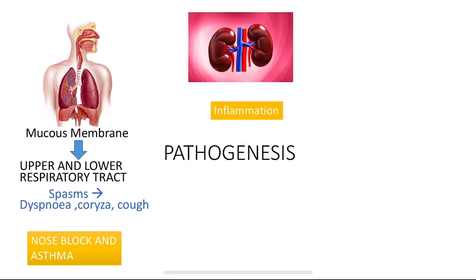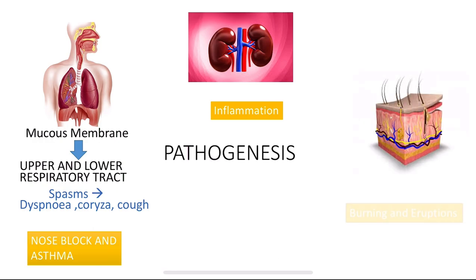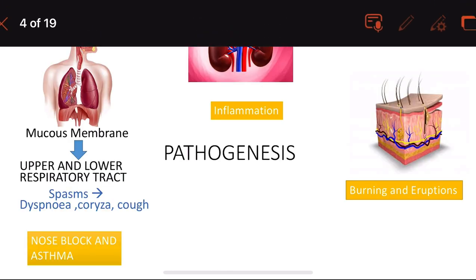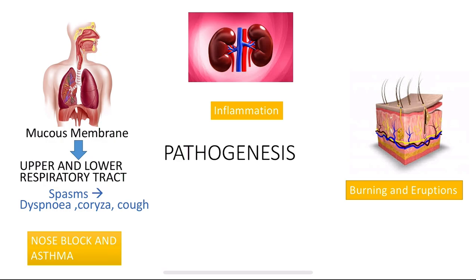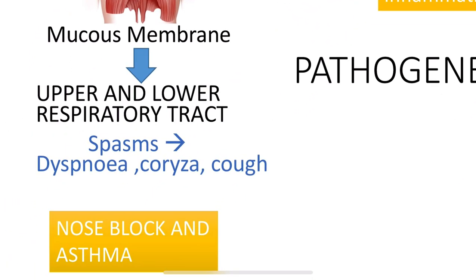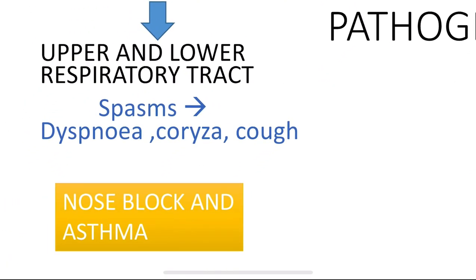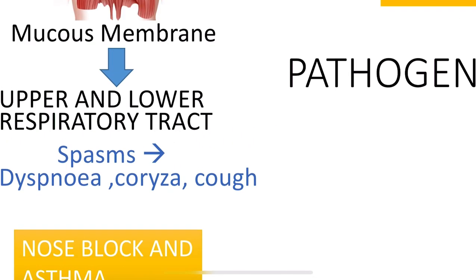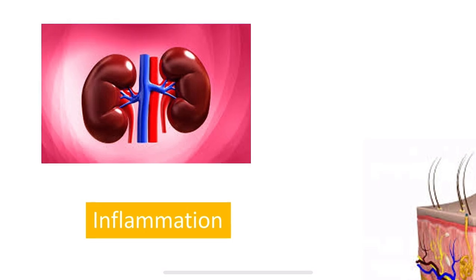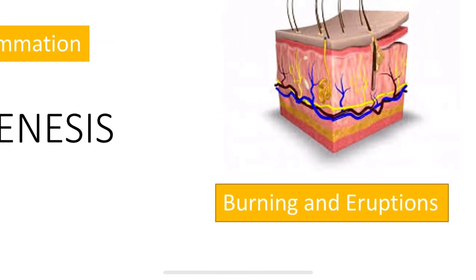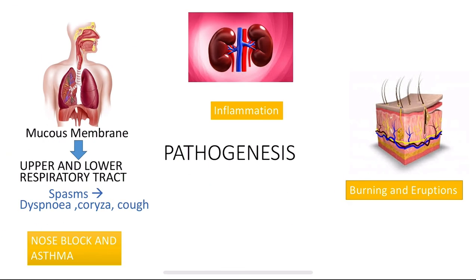Acting on the renal system, it produces inflammation. Acting on the skin, it causes burning and eruptions. So I guess the pathogenesis is clear. So we saw, acting on the upper and lower respiratory tracts, it produces spasms, dyspnea, coryza, and cough. On the renal system, inflammation. On the skin, burning and eruptions.